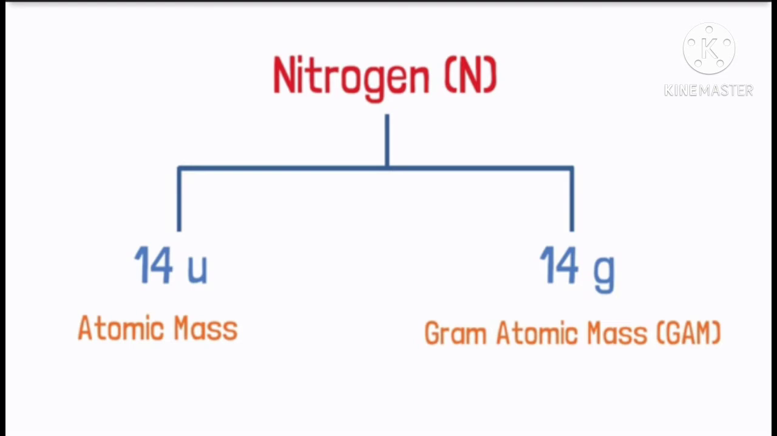Example I will give you of element nitrogen. It is written in two ways. 14 mu and 14 grams. So if we are talking about 14 mu, we are talking about atomic mass, and if we are writing 14 grams, then it is the molar mass related to gram atomic mass. 14 mu is the mass of one atom and 14 gram means molar mass of the particles.